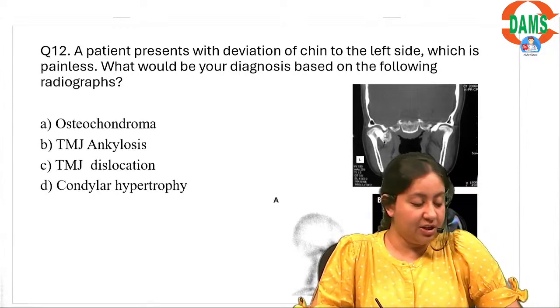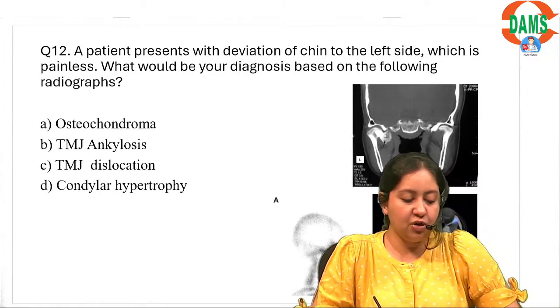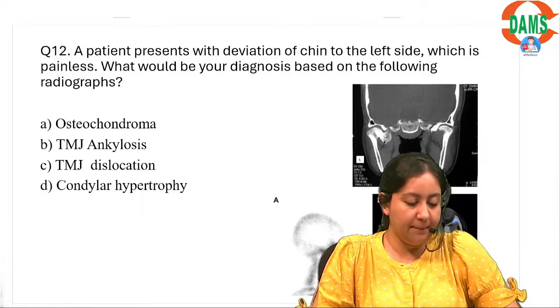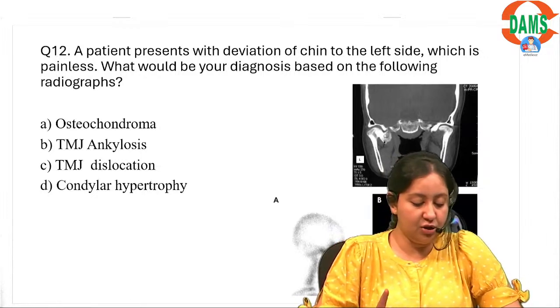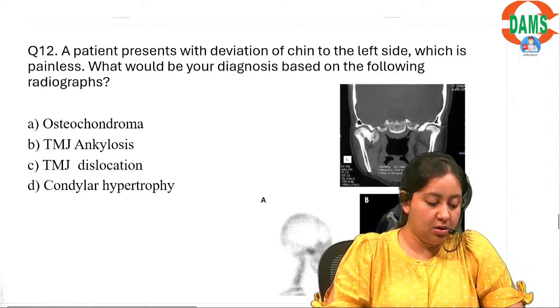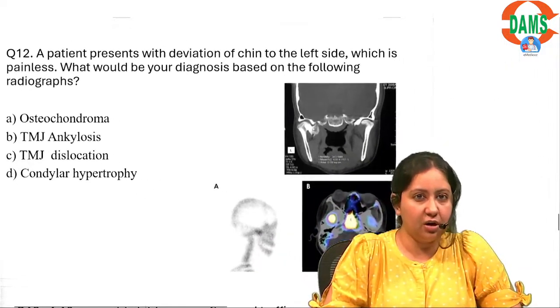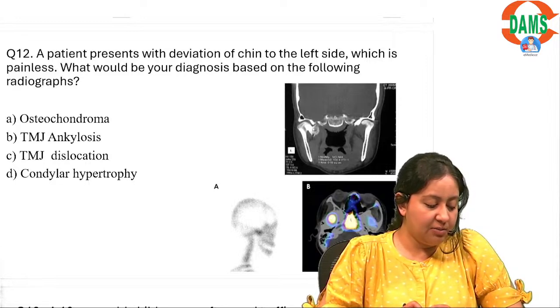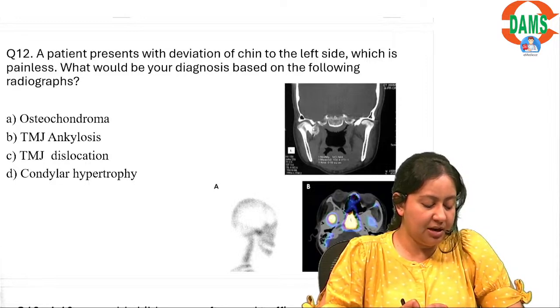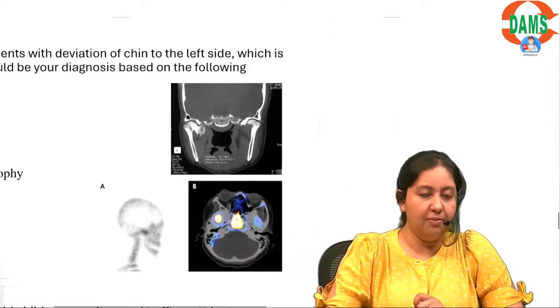Coming to our next question, a patient presents with deviation of chin to the left side, which is painless. What would you diagnose based on the following radiographs? So the radiographs are given. I'll just shift the radiographs so you are able to view. A is osteochondroma, B is TMJ ankylosis, C is TMJ dislocation, and D is condylar hypertrophy.